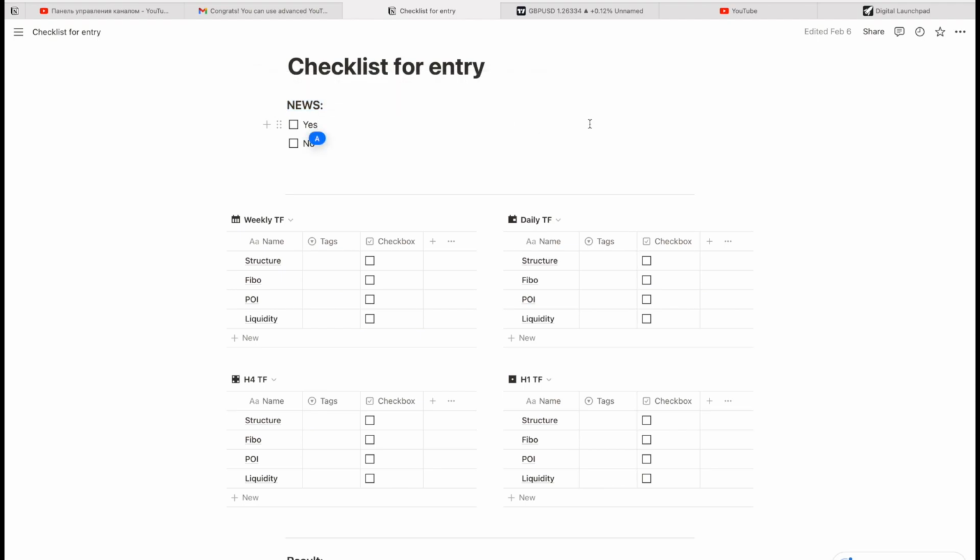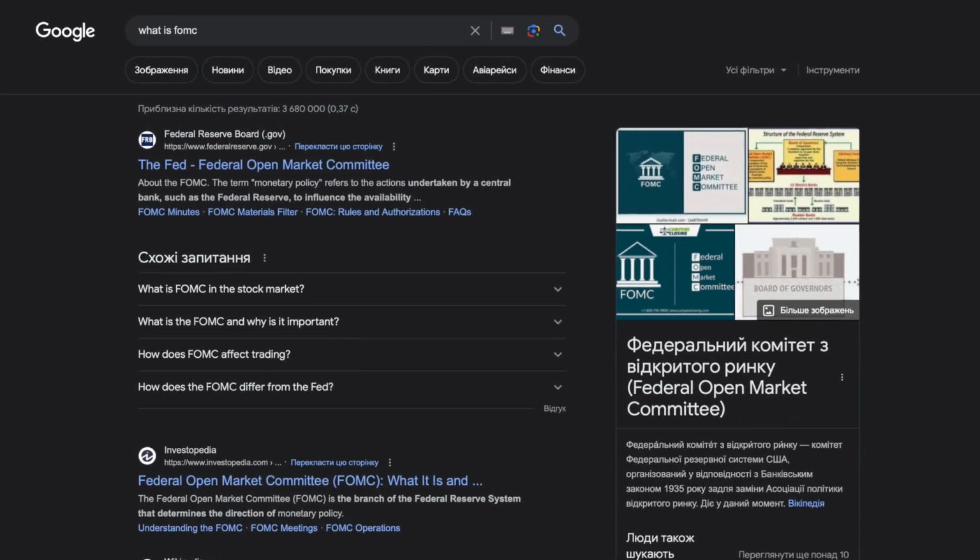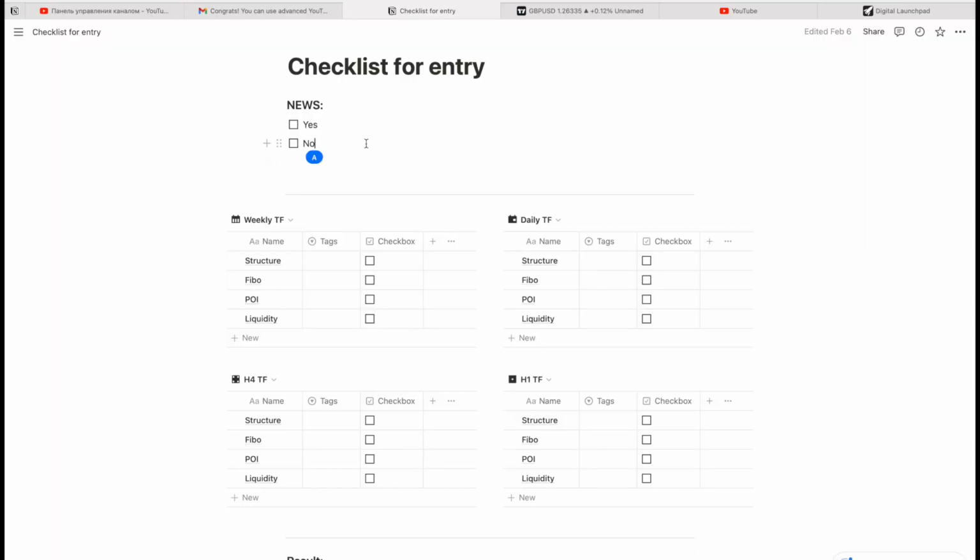Point 1 is news. Before opening the chart, I study the news scheduled for the day. For example, if we have FOMC news, which will bring significant market volatility, I won't trade on that day because the statistic will likely be negative. If no news events are preventing you from trading today, mark it and move on.